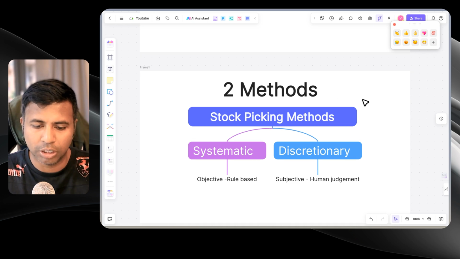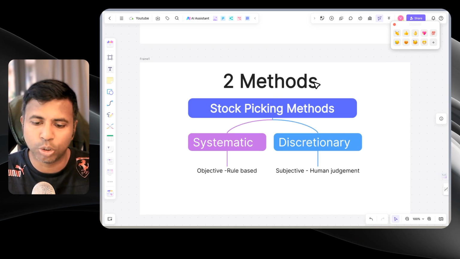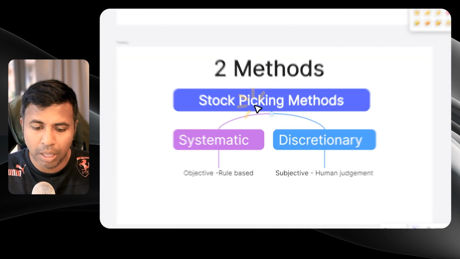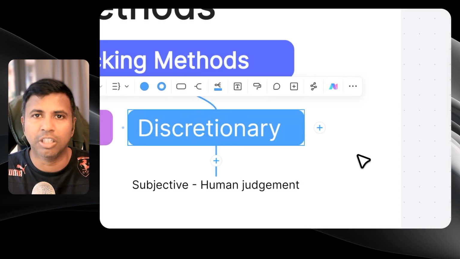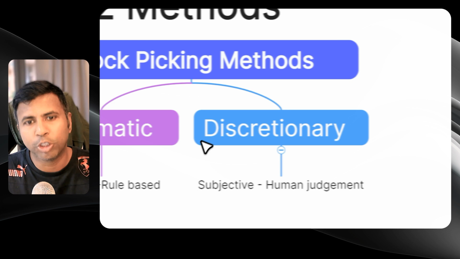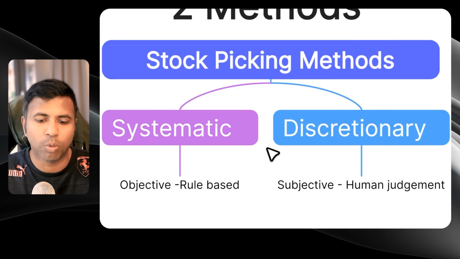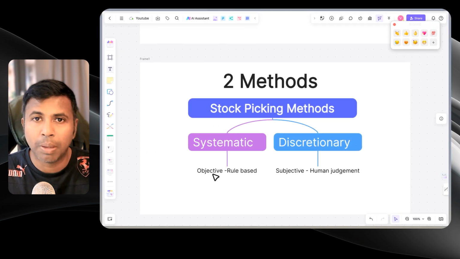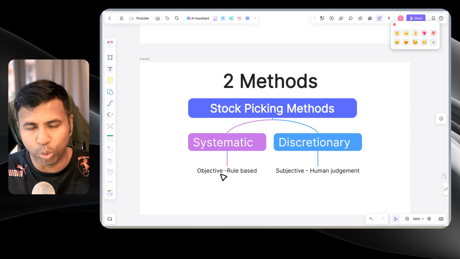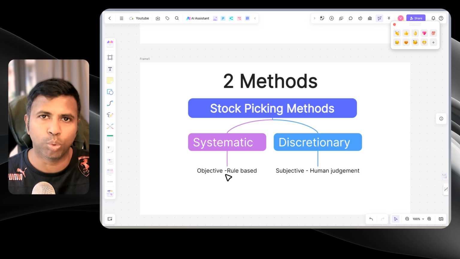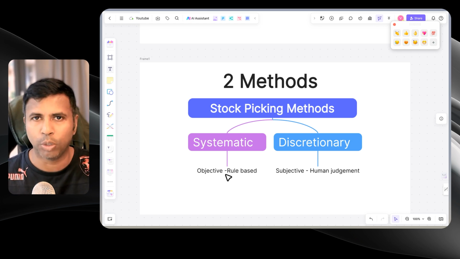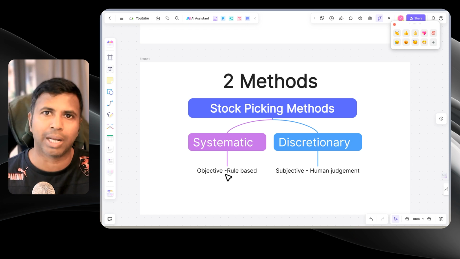There are two methods I use to select stocks. The first method is a systematic way and the second method is a discretionary way. The main difference between these two methods is that one is purely objective, meaning that it is completely based on rules and there is no element of human judgment involved. The system based on rules will tell me what to select, how much to buy, when to exit, when to book profit, etc.